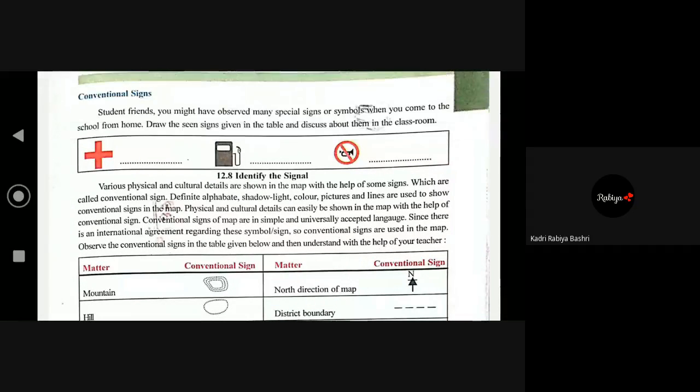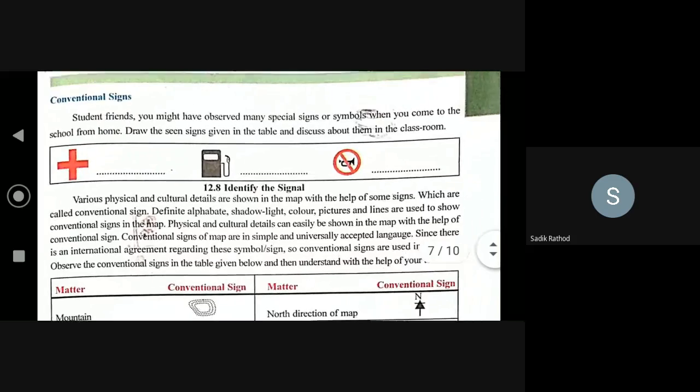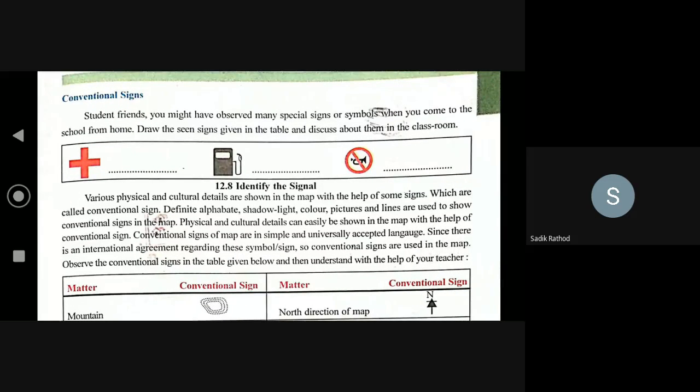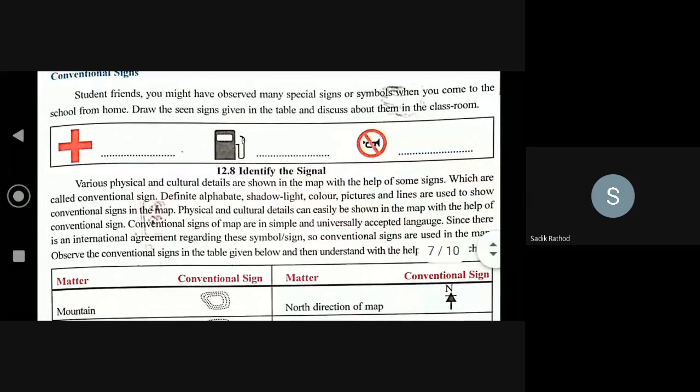Now what is it, beta? In conventional signs, we have come across special signs or symbols, right? When we go to school, we have the school sign, right? When we go near hospitals, there are different types of signs, petrol pump, all this, right? Various physical and cultural details are shown in the map with the help of some signs. With the help of what, beta? Some signs, which are called conventional signs.